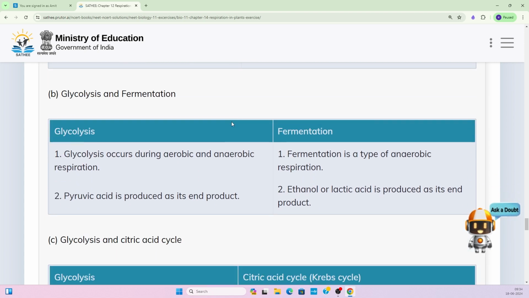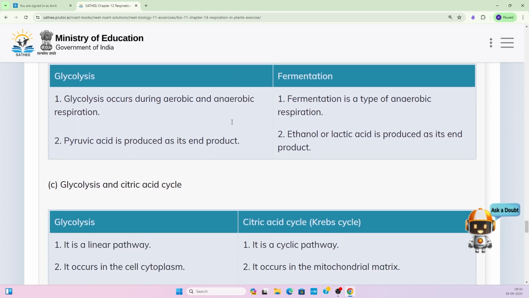Next difference that we see here is glycolysis and fermentation. Glycolysis occurs during both aerobic and anaerobic respiration. It means that whether it is an aerobic reaction or an anaerobic reaction, in the presence of oxygen or in the absence of oxygen, the glycolysis process is a very common process. But what happens in the case of fermentation? Fermentation is a type of anaerobic respiration.